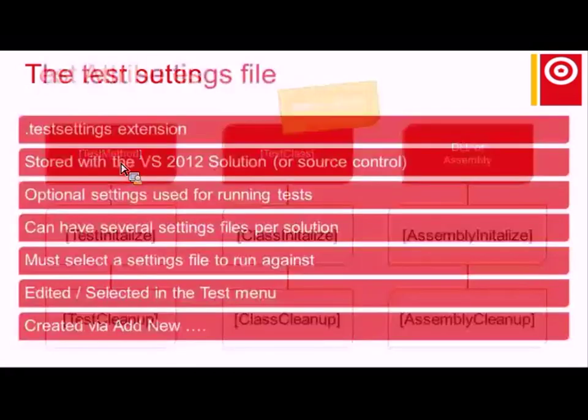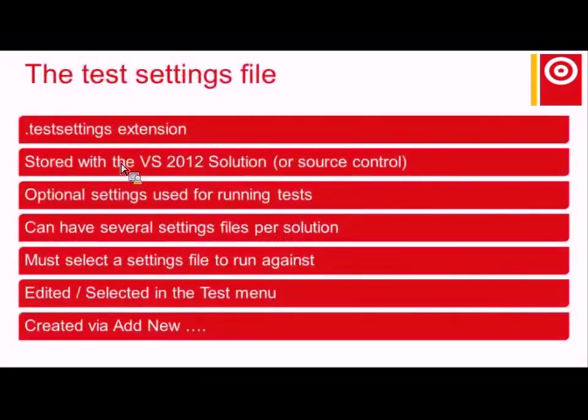We also have a test settings file. In Visual Studio 2010, you always had such a file, and it was there to provide various controls on how the test was run. In 2012, it's optional. You don't need to have one now. If you need one, you have to create it specially.